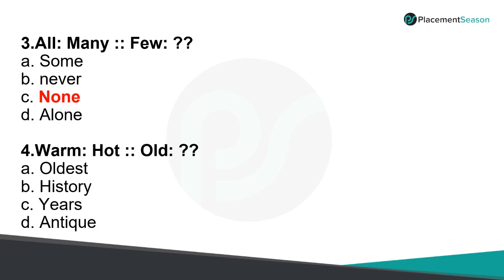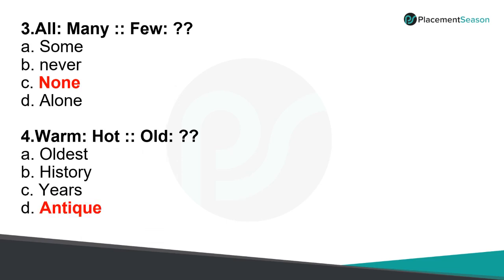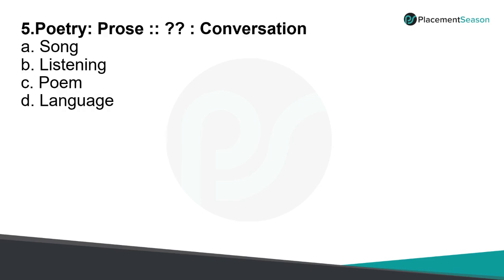So it is warm to hot and old to what. Let's see the options now. It is oldest, history, years, and antique. So you can't call it oldest because if we say that's an old thing, it could mean 5 years old, something like that. Coming to history, no. Years is also no. Then the answer should be antique. Antique means very old, very ancient, like we call it. Okay. So warm to hot and old to antique.